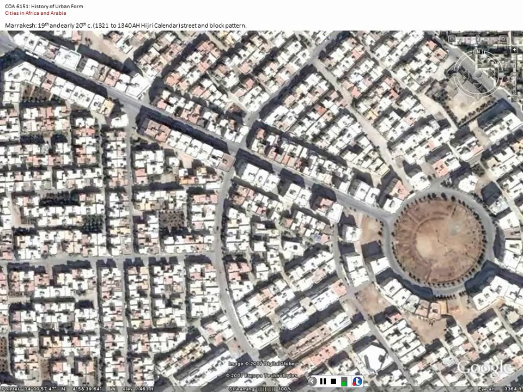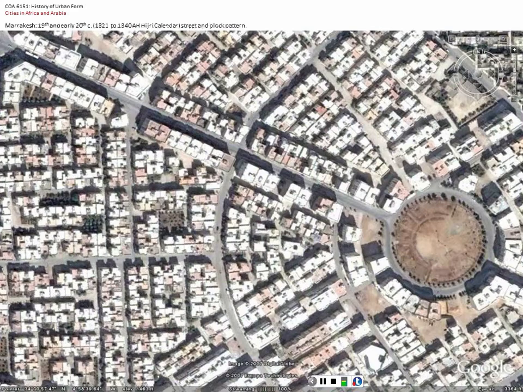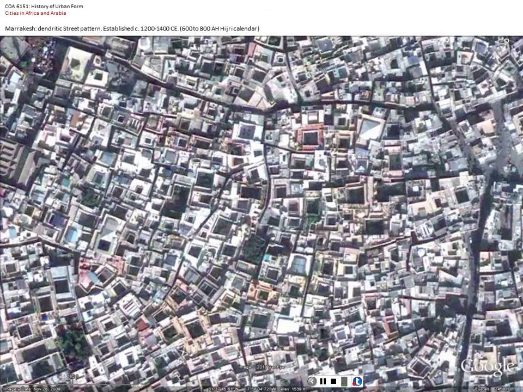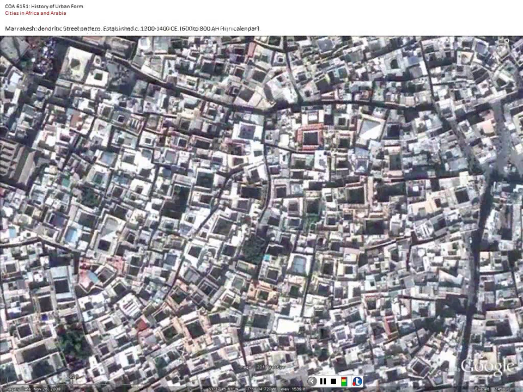The point I'm making here is that when we move into medieval Marrakesh, into the Medina, we see a very different pattern. So this has to do more with time than it does with any particular kind of cultural condition, right? That's Marrakesh every bit as much as that is Marrakesh. The difference is it's easier to find your way around here than it is there. If you imagine that you were a pizza delivery guy, you might have trouble in this world.